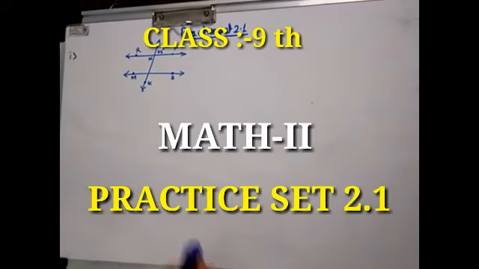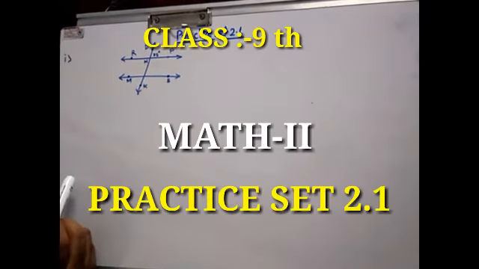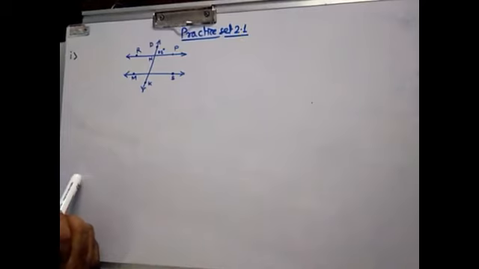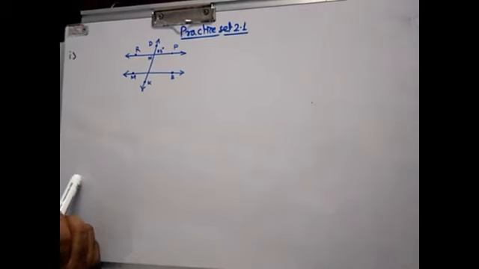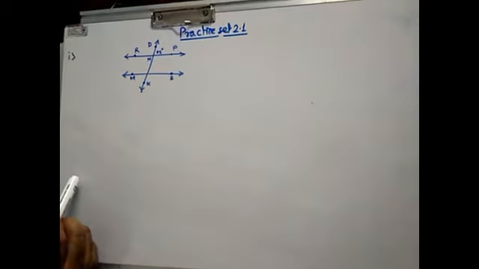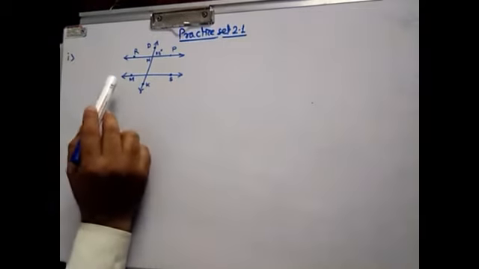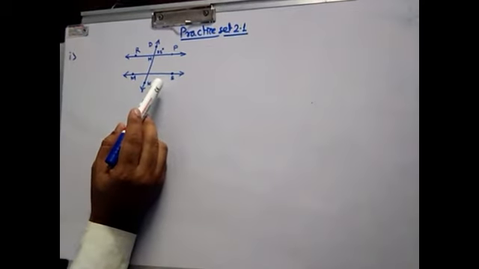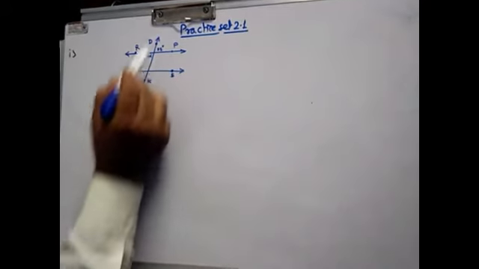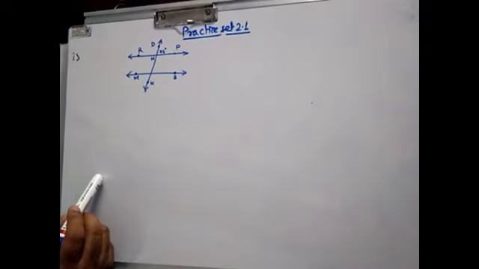Yes, in practice set 2.1, there are several problems in this practice set. One by one we will see them. The problem is that in the figure, lines RP and MS are parallel, and line DK is the transversal.